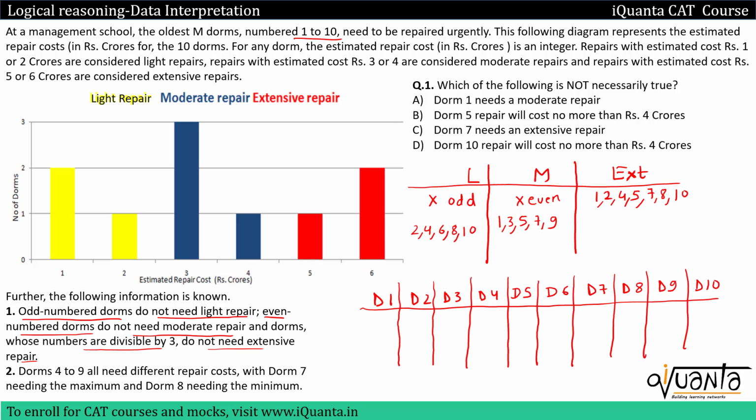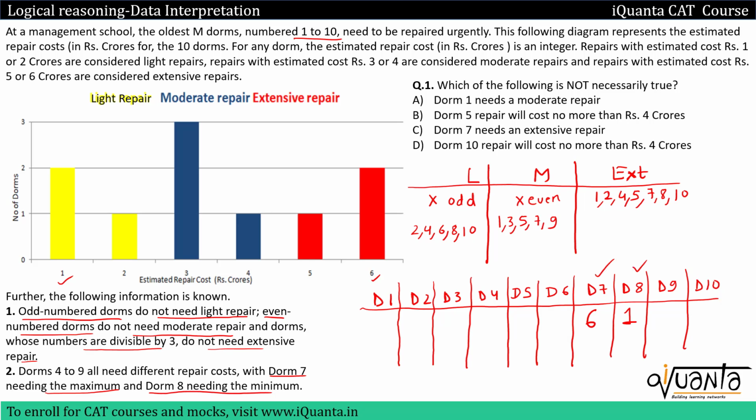Now we were clearly given that dorm 7 needs the maximum. So what is the maximum repairing cost over here? It is 6 crores. So for dorm 7 I will directly write down 6 crore over here. After that, dorm 8 needs the minimum cost. What is the minimum repairing cost? It is 1 crore. So for dorm 8, I'll write 1 crore.